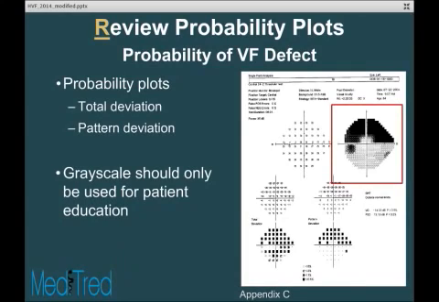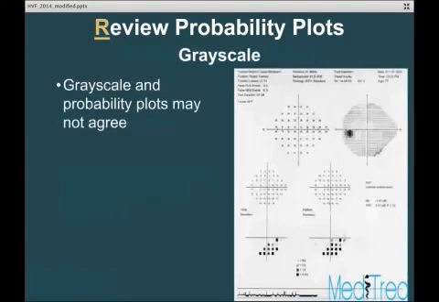The grayscale in the upper right is useful for patient education, but should not otherwise be used to interpret the visual field. The grayscale and probability plots don't always agree. Here, we see a relatively deep inferior arcuate scotoma, which doesn't show up as a significant defect on the grayscale plot.